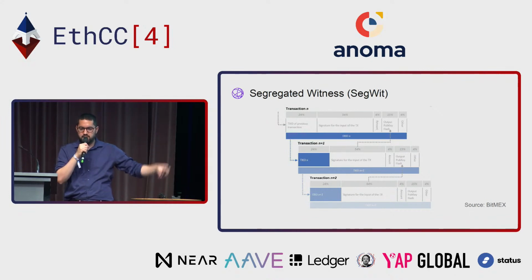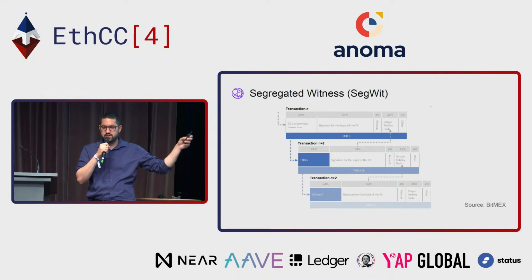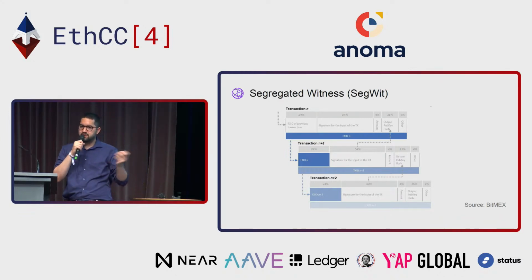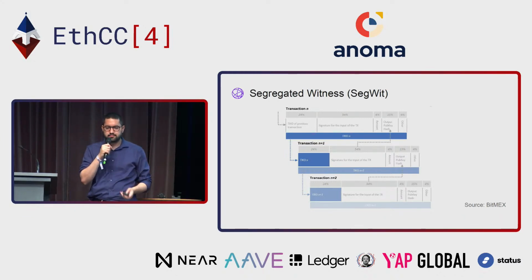And then this just shows how the UTXO model works. Each output here can then be spent in a subsequent transaction, which is again a bit different than Ethereum, which uses an accounts model. Okay, so how does Segwit work now?